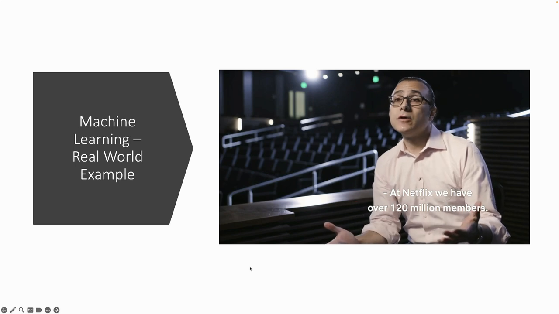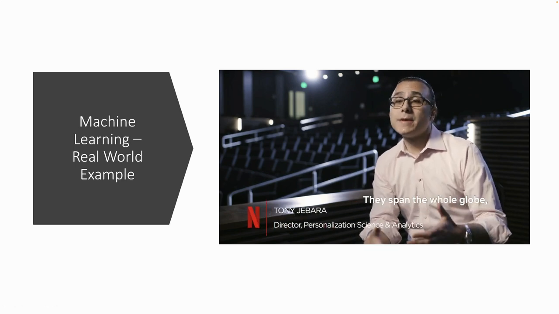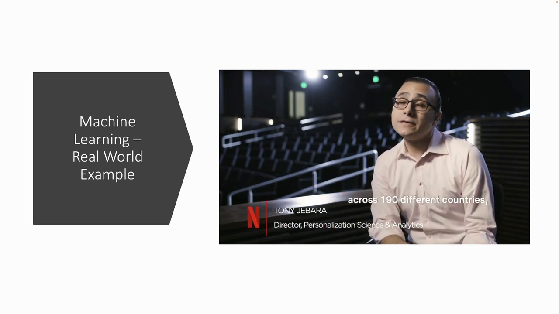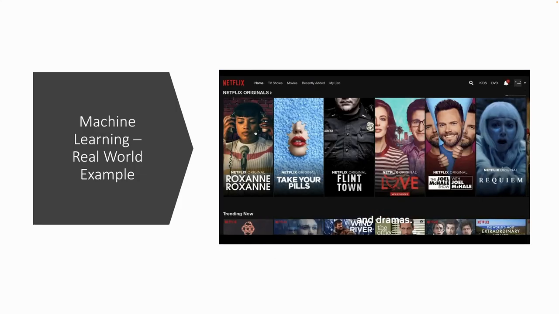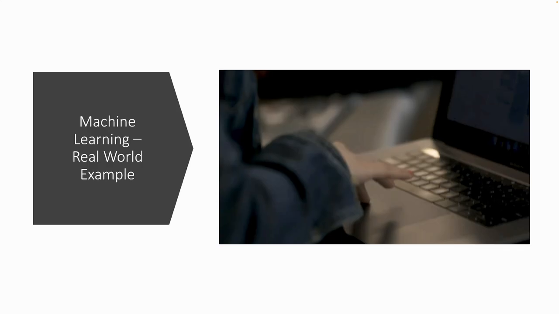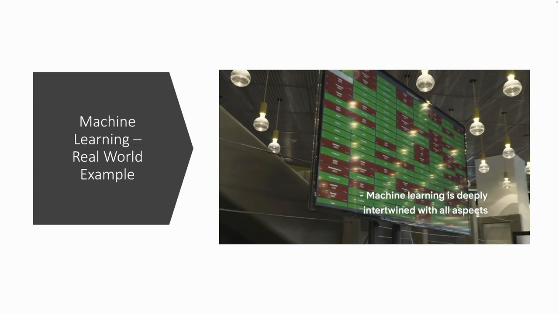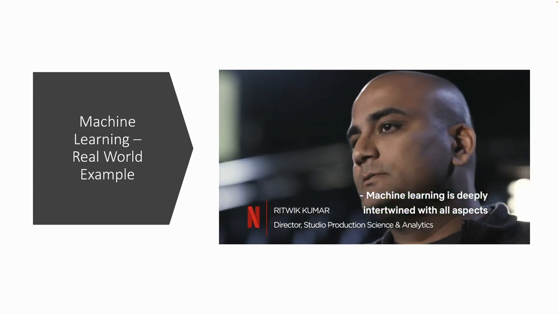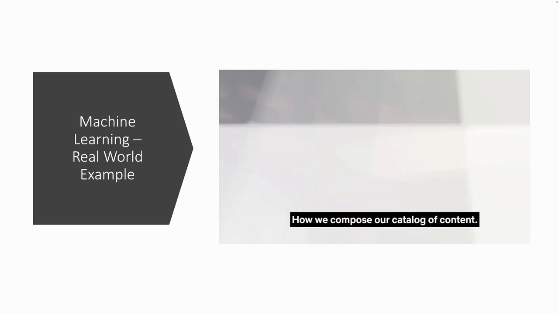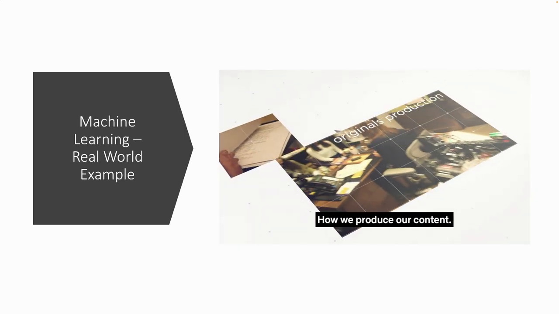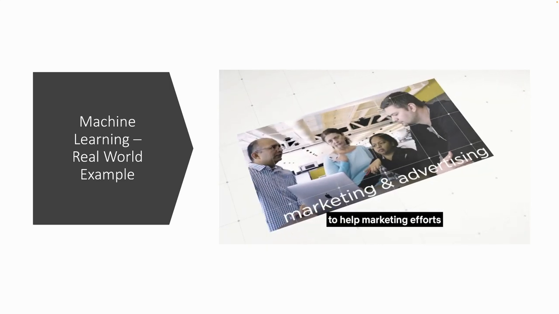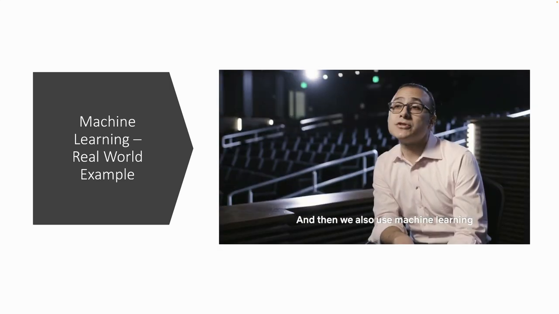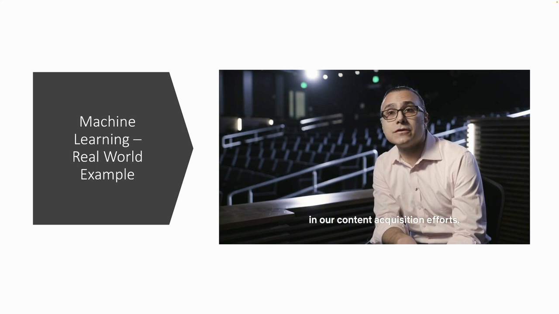At Netflix, we have over 120 million members. They span the whole globe across 190 different countries, as well as a diversity of titles, content, comedies, and dramas. Machine learning is deeply intertwined with all aspects of Netflix's business. How we compose our catalog of content, how we produce our content, how we encode it, how we stream it. We use machine learning to help marketing efforts and advertising efforts. And then we also use machine learning in our content acquisition effort.